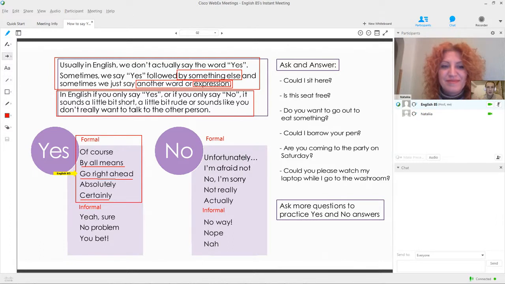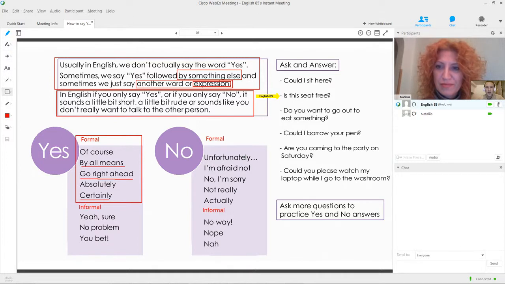Let's look at the example. We have questions like, you see, could I sit here? And you say, okay, go right ahead. It means yes, you can. Or, could I sit here?